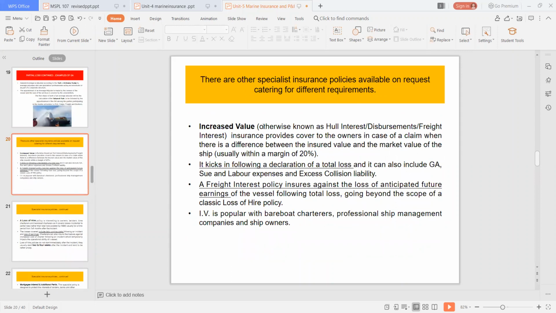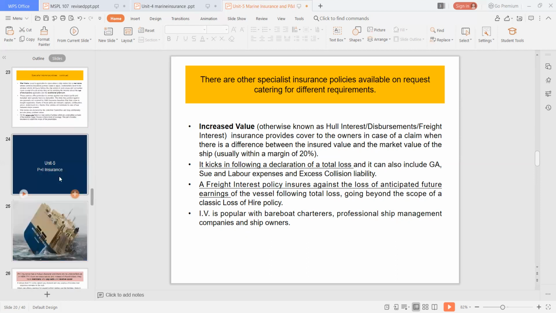So I think you are clear with this. In Unit 4, we discussed marine insurance, and I covered total loss and everything. So any doubts? Are you clear with this? Everyone? You got a basic idea about this subject? Yes, sir. So I think this PPT is helpful for you. Maybe use this PPT also.